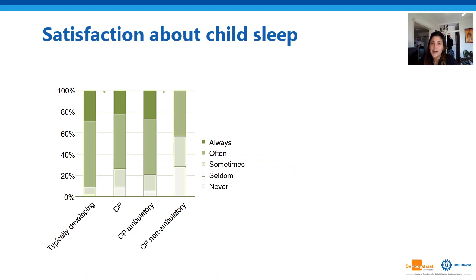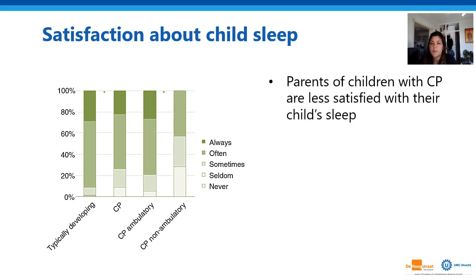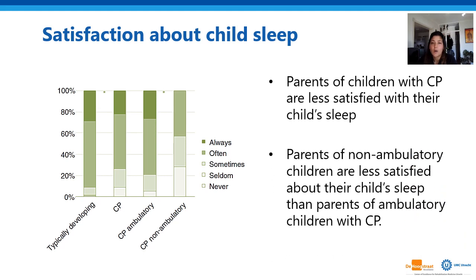So how satisfied are parents about their child's sleep? The darker the green, the more often parents are satisfied. Parents of a child with CP were less satisfied about their child's sleep compared to parents of a typically developing child. Furthermore, when we look at children who are ambulatory versus those who are non-ambulatory, we found that parents of non-ambulatory children are less satisfied about their child's sleep than parents of ambulatory children.